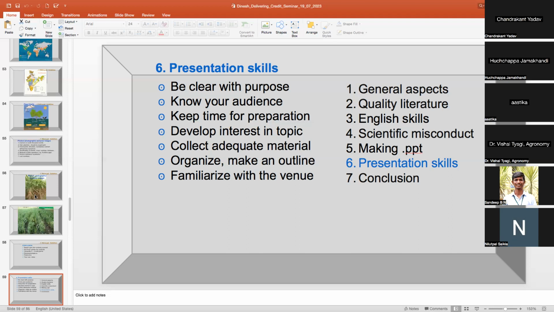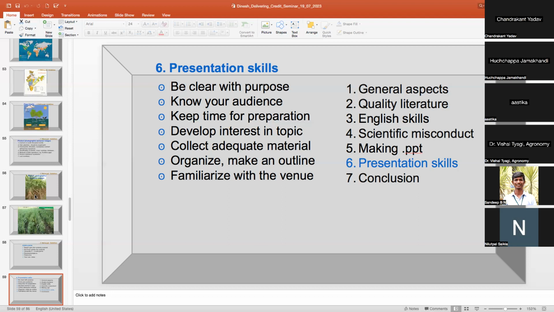What should be the skills? What kind of knowledge should be there in your mind? What can you do to make it a better delivery, a better presentation? So you need to learn this last part. You need to be very clear with the purpose, what you are going to do, what message you want to convey. Know about your audience. Who are the audience? What is the level of education of the audience?